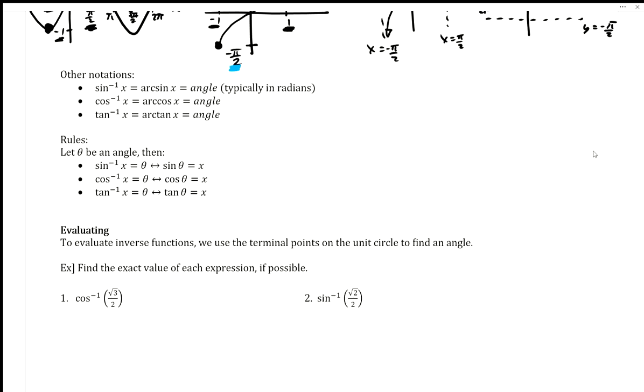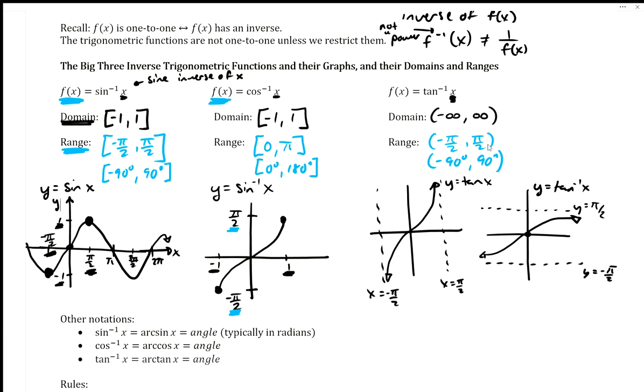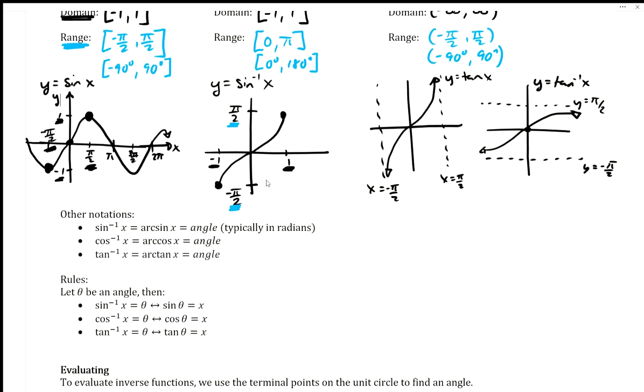Hello everyone, and welcome to our video on evaluating inverse trig functions. So we broke down in a previous video what their domains and ranges are. So we have to be very careful of that when we answer these questions. So typically, again, it's in radians, but sometimes we could answer it in degrees. So some of these we'll kind of mix up.